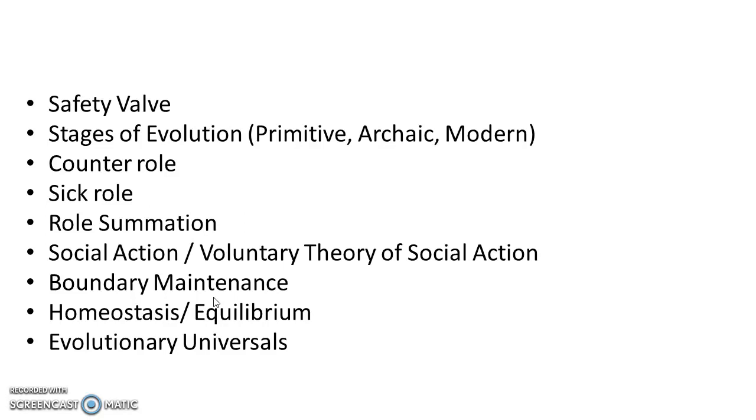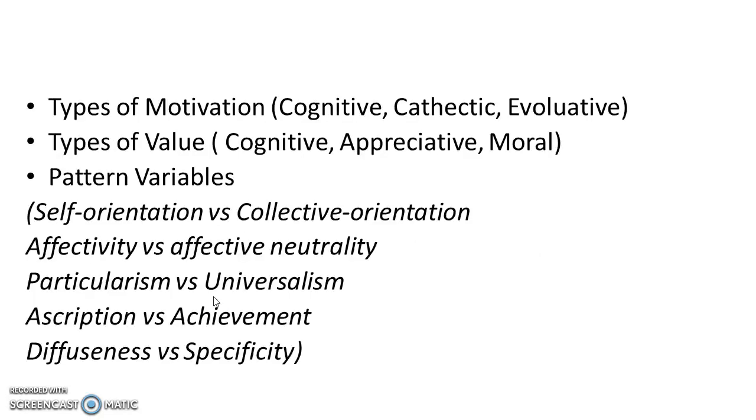Boundary maintenance, homeostasis, equilibrium. Homeostasis is nothing but a balanced social system. He used these three terms, boundary maintenance, homeostasis and equilibrium, in his theory of social system and evolutionary universals.